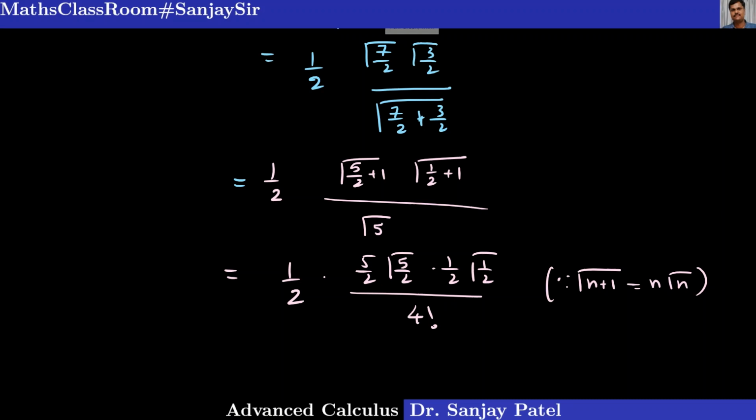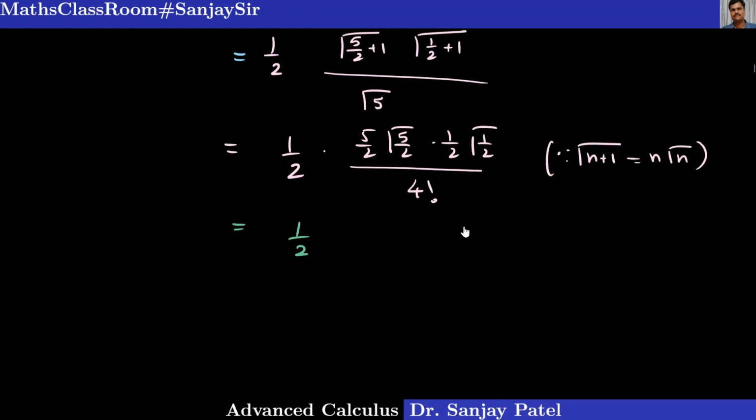Further, simplifying this term, 5 by 2 I can write as 3 by 2 plus 1. So I am writing directly 3 by 2 gamma 3 by 2 into 1 by 2 into gamma 1 by 2, as it is, 4 factorial, here is 24.